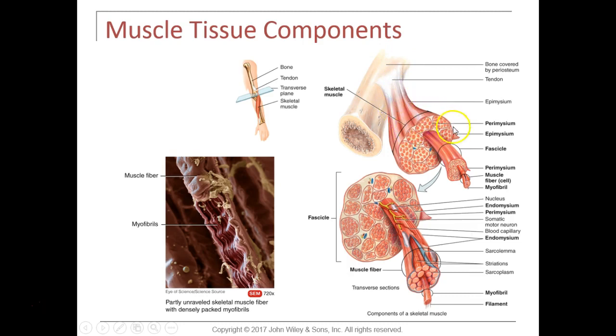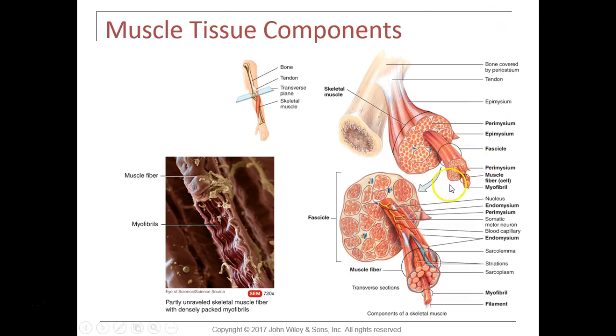So surrounding the whole muscle, we have a connective tissue called the epimysium. So the epimysium is a connective tissue membrane that wraps around the whole muscle. Now, if you look inside the muscle, we have all these circular structures. These circular structures are called fascicles. Fascicles are circular bondings of many muscle cells, which are called a muscle fiber.